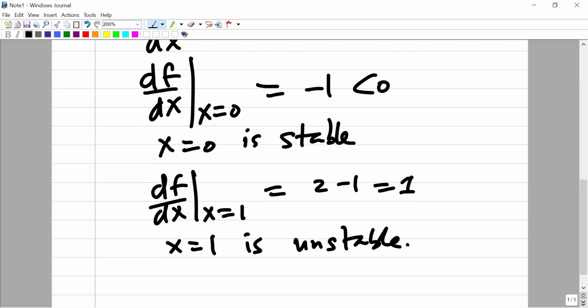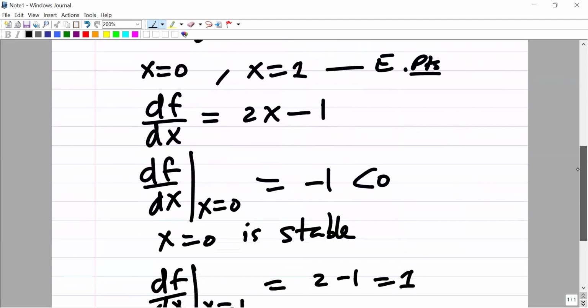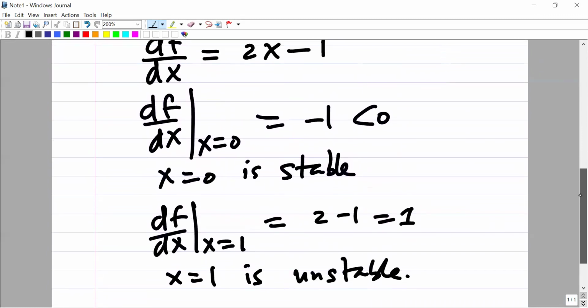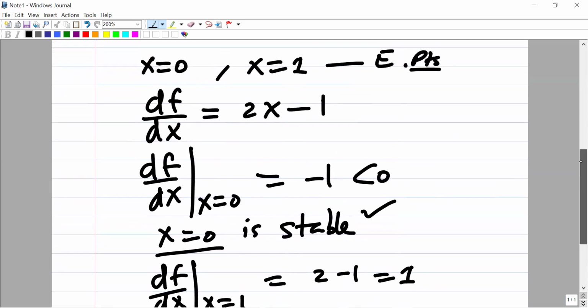So we have this original system that does not depend on any parameter mu. And we can see that it's straightforward that x equal to 0 is stable, x equal to 1 is unstable. If it was an equation modeling populations, we would say x equal to 0 is the extinction equilibrium. So no matter what, the system ends up settling at x equal to 0, but it won't settle at x equal to 1.